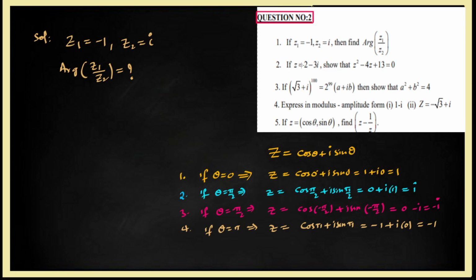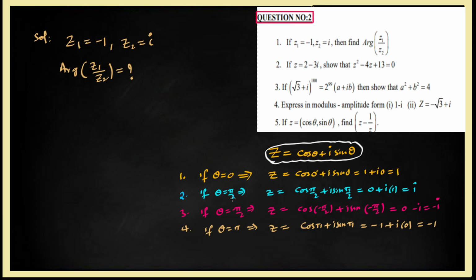Complex numbers, second question. Under question number 2, the first question is: if z1 equals minus 1 and z2 equals i, then find the argument of z1 by z2. We all know that if z is a complex number cos theta plus i sin theta, four different conditions arise. If theta equals 0, then z becomes cos 0 plus i sin 0. Cos 0 is 1, sin 0 is 0, so if theta equals 0, then z becomes 1.